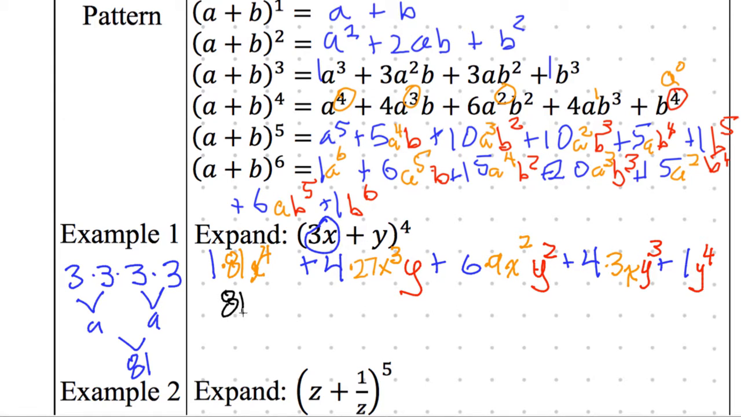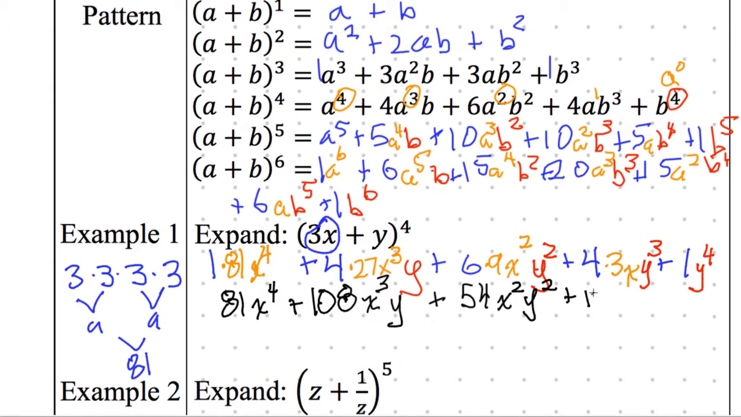That's 81x to the power of 4. 4 times 27, well 7 times 4 is 28, carry the 2, 4 times 2 is 8, carrying the 2 is 10, so it's 108. So plus 108x cubed y, plus 6 times 9 is 54, so 54x squared y squared, plus 12x y cubed, plus y to the 4th, and there's my final answer.